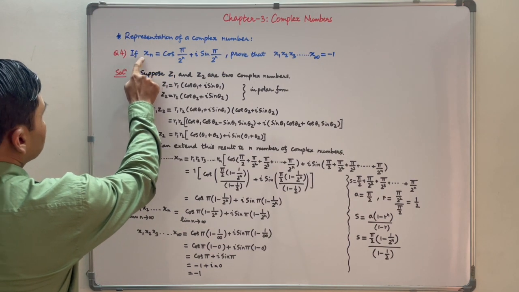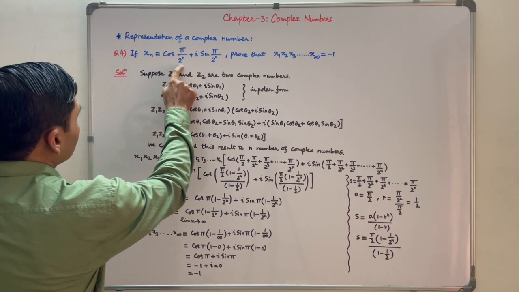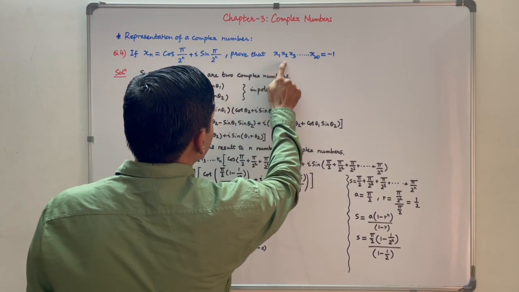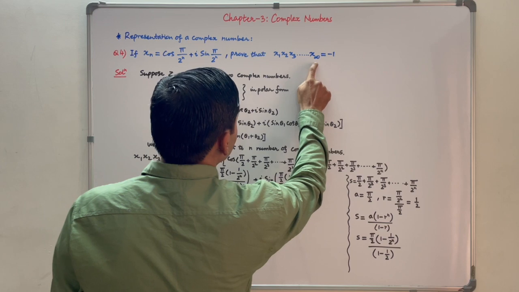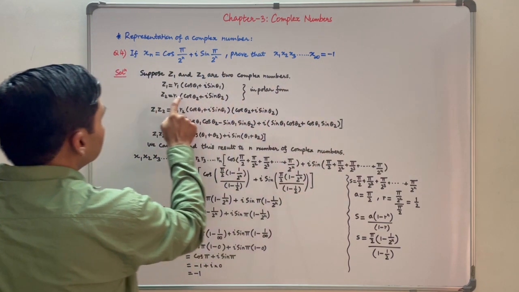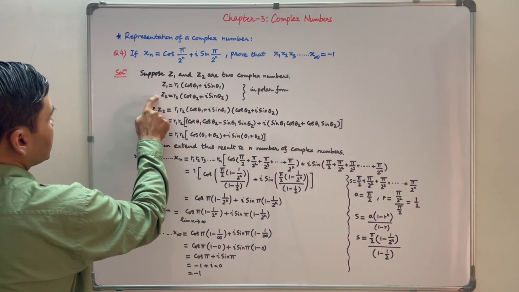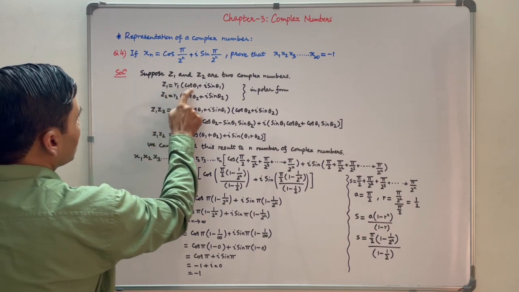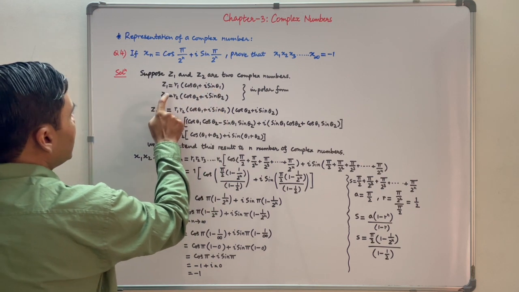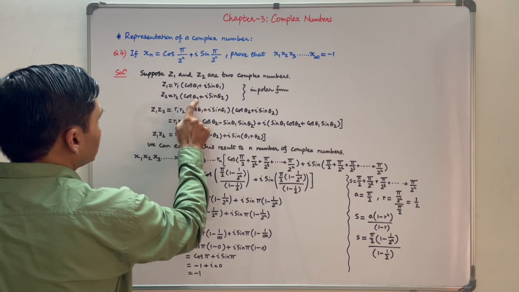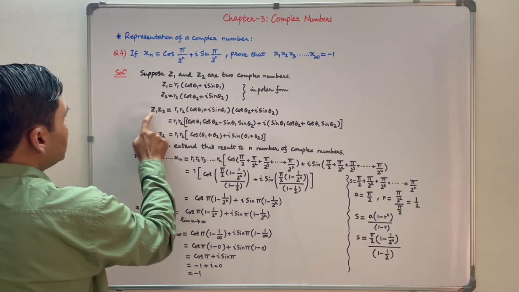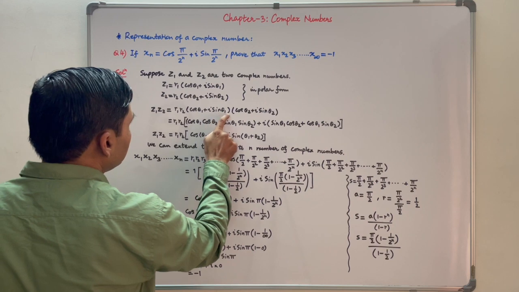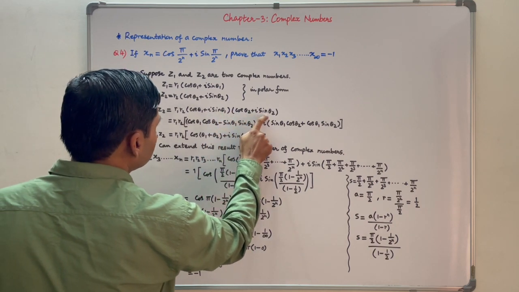Fourth question: if xn is equal to (cos pi by 2 to power n plus i sin pi by 2 to power n), prove that x1, x2, x3 and so on up to x infinity is equal to minus 1. Suppose z1 and z2 are two complex numbers. They can be written in polar form as z1 is equal to r1 into (cos theta 1 plus i sin theta 1) and z2 is equal to r2 into (cos theta 2 plus i sin theta 2). z1 z2 is equal to r1 r2 into (cos theta 1 plus i sin theta 1) into (cos theta 2 plus i sin theta 2).